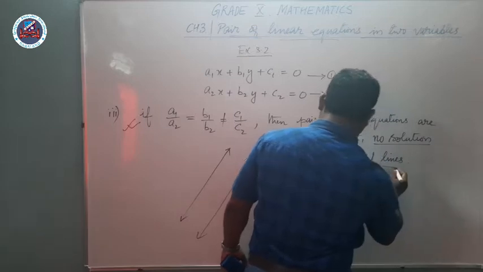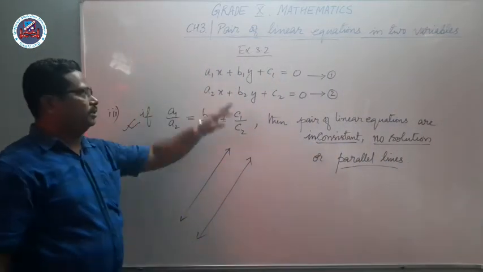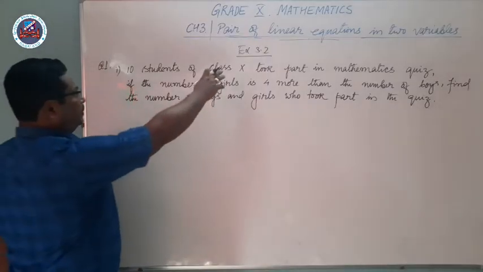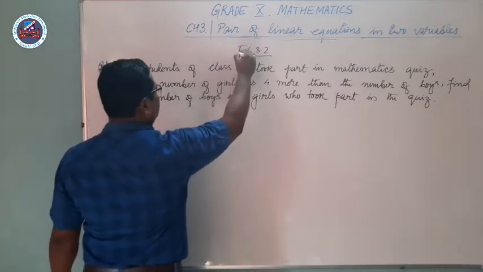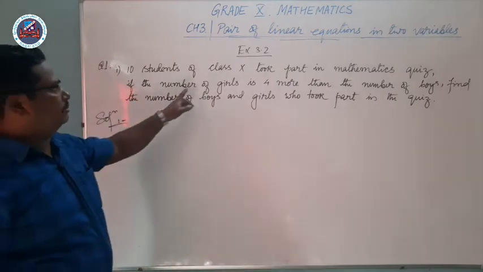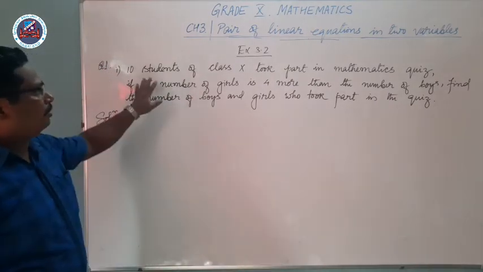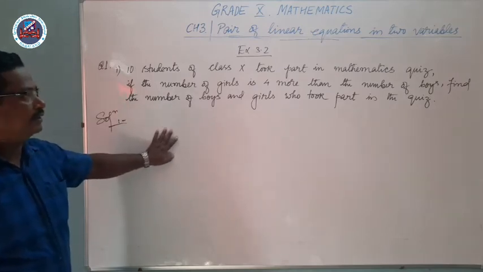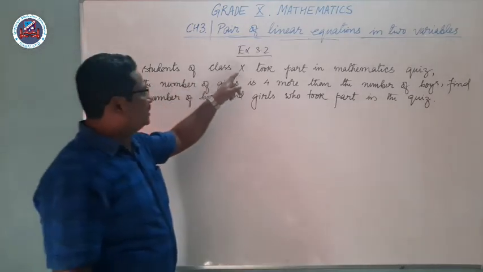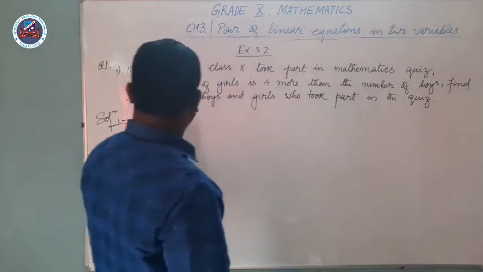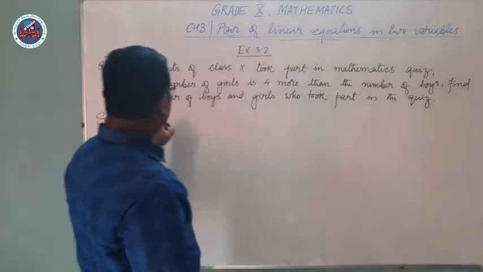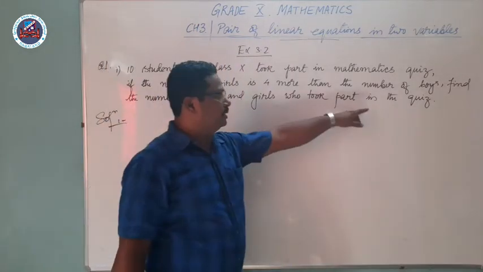So these are the things we are going to do now in exercise 3.2. But the first question, you will be solving graphically. Here is your first question from exercise 3.2. The question says, first form a pair of linear equations with the help of this statement and then solve them graphically. Here it is: 10 students of class 10 took part in a mathematics quiz. If the number of girls is 4 more than the number of boys, then you are asked to find the number of boys and girls who took part in the quiz.